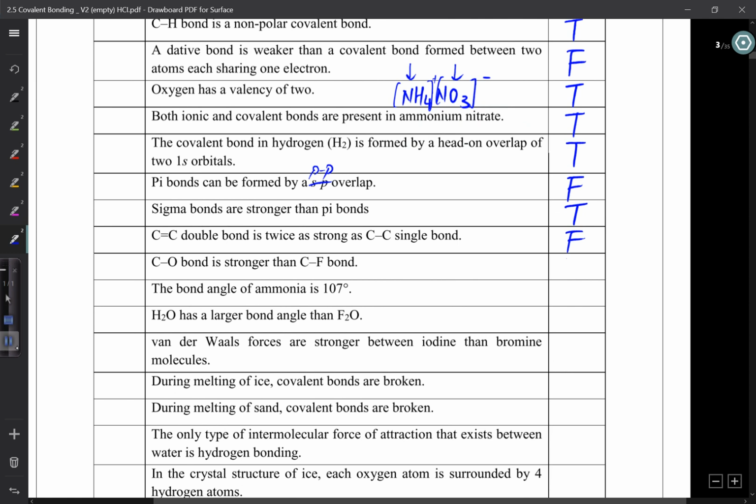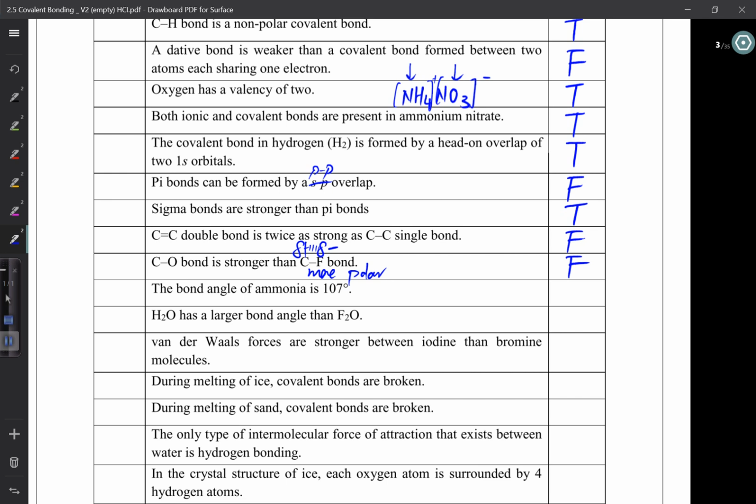The C-O bond is stronger than the C-F bond. False. The C-F bond is stronger because the C-F bond is more polar. Therefore, the delta plus and delta minus are bigger. Hence, the electrostatic force between these two is stronger. If you are unsure, you can refer to the bond energy section.